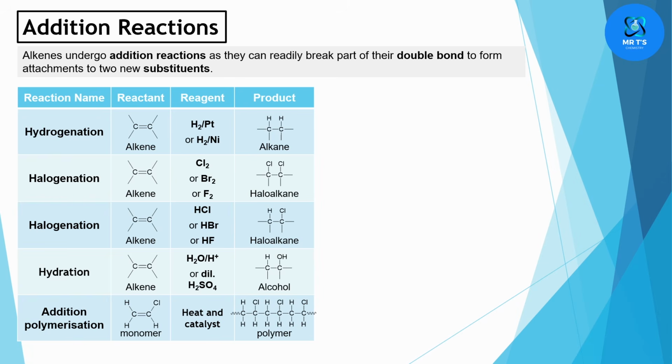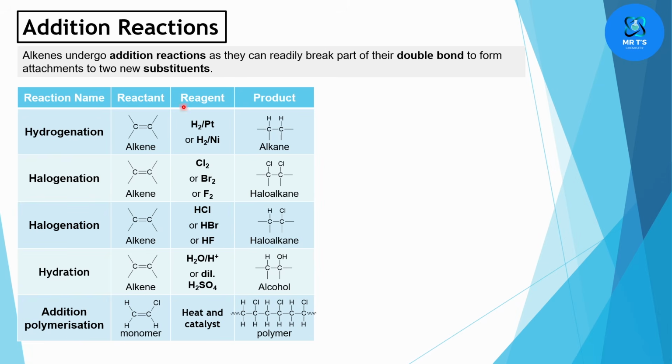Now, every time that we do a specific type of addition reaction, we're going to have an associated reagent. You can see that I've got 5 different addition reactions shown here in this table: hydrogenation, halogenation (2 different types of halogenation here), hydration and addition polymerization. But let's have a look at each one of these examples.